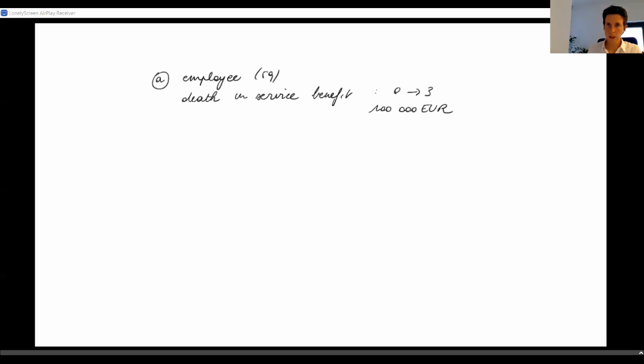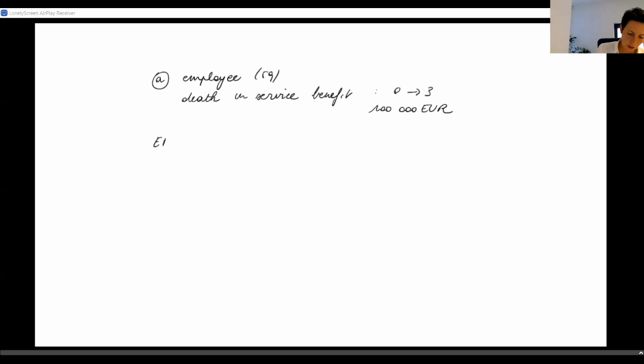So we're going to start with an employee who's age 59. So that's what I've got. I've got an employee age 59, and I'm going to look at the death in service benefit. So that means I'm going to look at the transition from 0 to state 3, because that was the dead state. The benefit is 100,000 euro, and I want to value such a product. I want to calculate the EPV of this product.